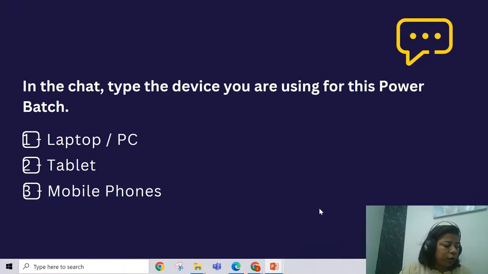A quick question for you all. In the chat, type the device you're using for this power batch. You can type 1 for laptop or PC, 2 for tablet, and 3 for mobile phones. Let me see how many of you are using which devices. You can just type 1, 2, and 3. Laptop, tablet, or mobile phones. All right.